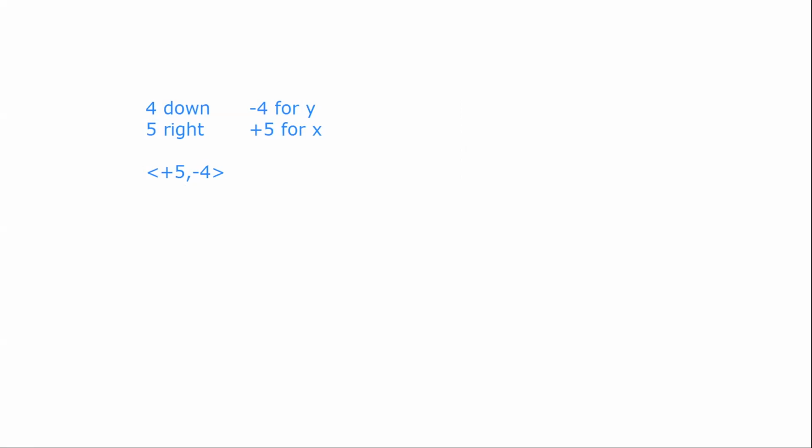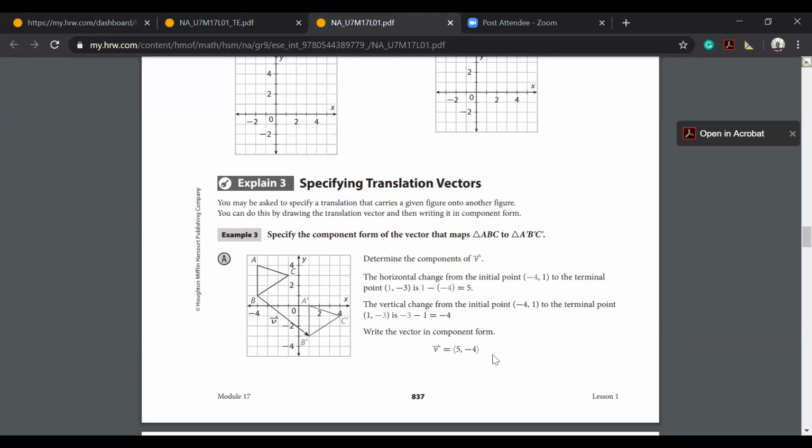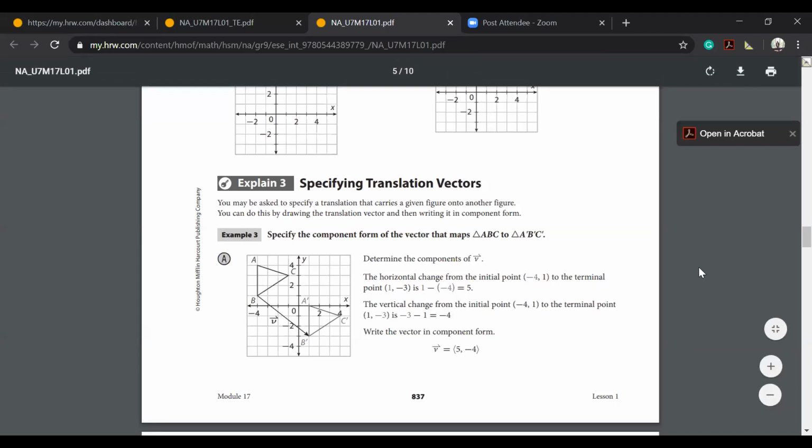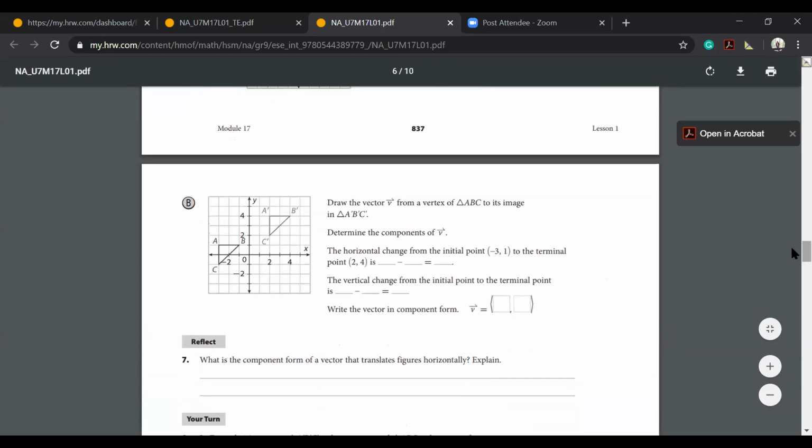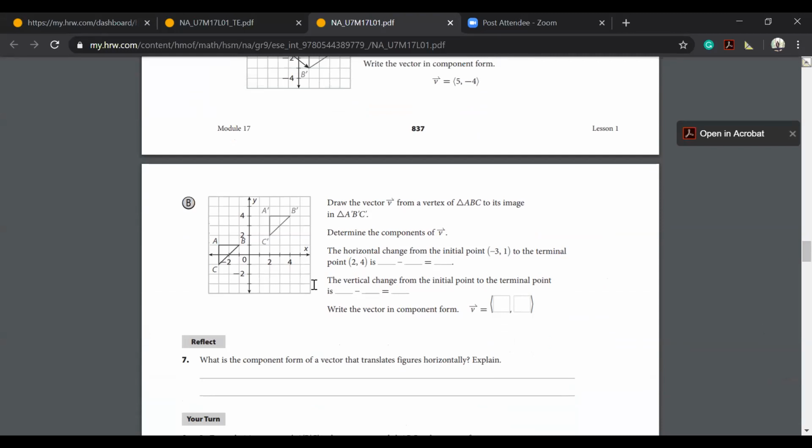Okay, so we wrote plus 5 and negative 4 and it was correct. Okay, I'm going to leave question B for you. It's very easy. Again, you are going to just think about a certain point and start counting how many points up, how many points left, how many points down, and so on. And the trick is for you to understand.